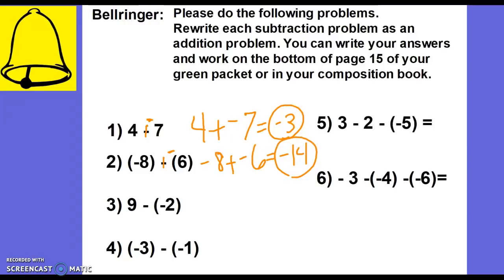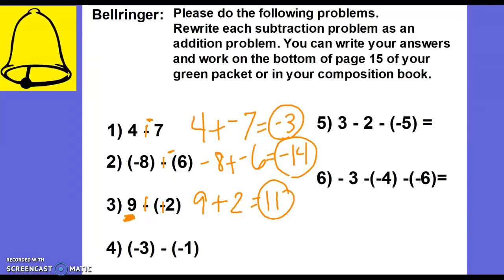The next problem, 9 minus a -2, becomes 9 plus a +2. Subtraction changes to adding the opposite. So it's 9 plus 2, which is 11. So again, the first number stays the same. Change subtraction to adding, and change the number that comes after that to its opposite.